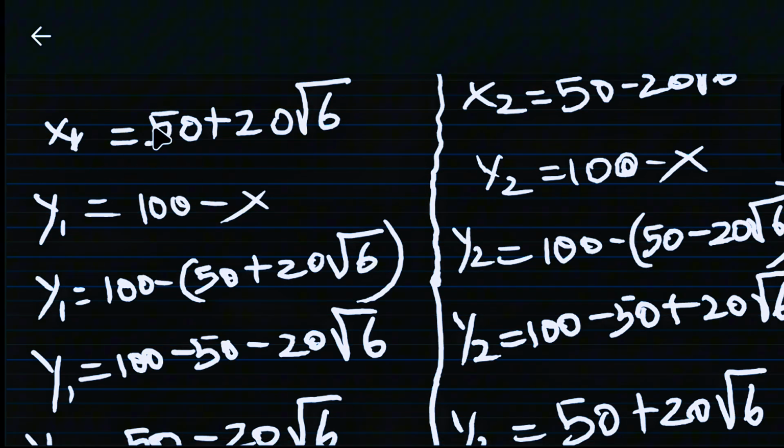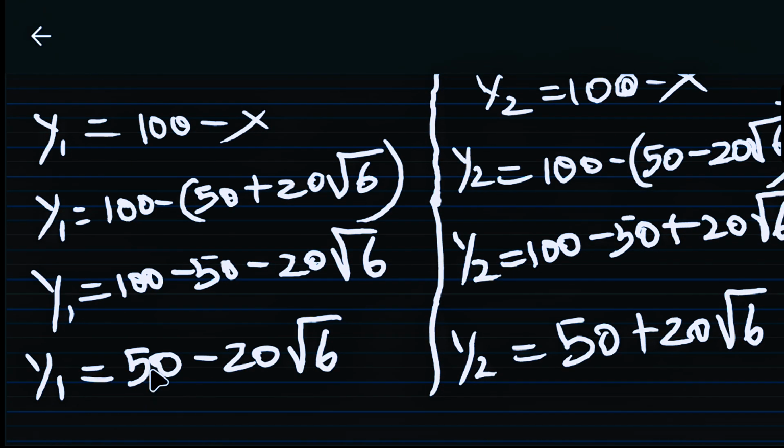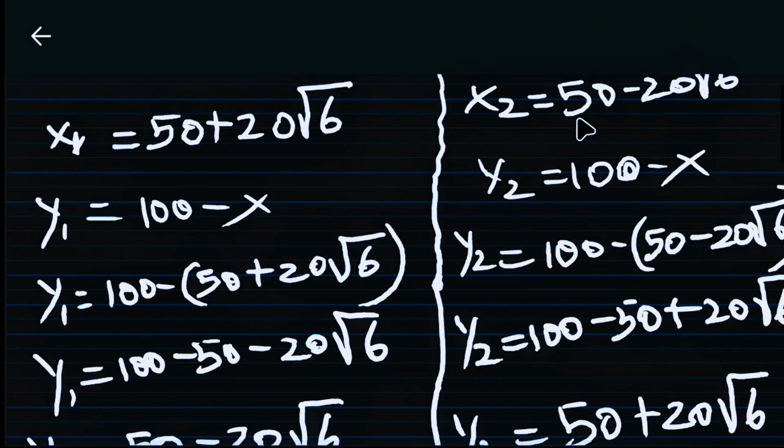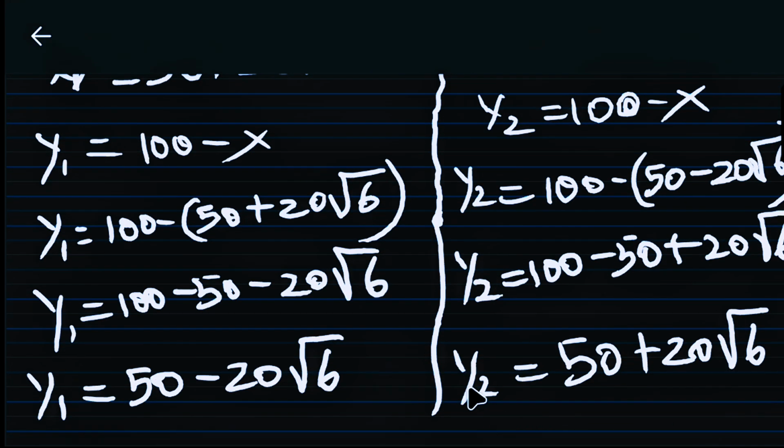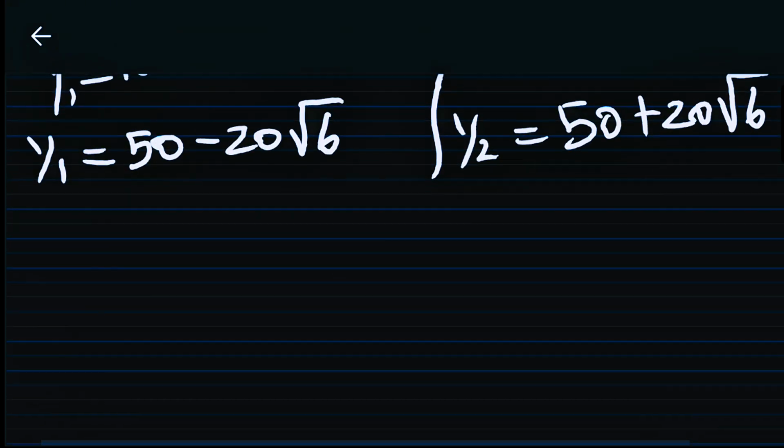x1 equals 50 plus 20 square root of 6, and y1 equals 50 minus 20 square root of 6. But x2 equals 50 minus 20 square root of 6, and y2 is 50 plus 20 square root of 6. So let's write those numbers out.